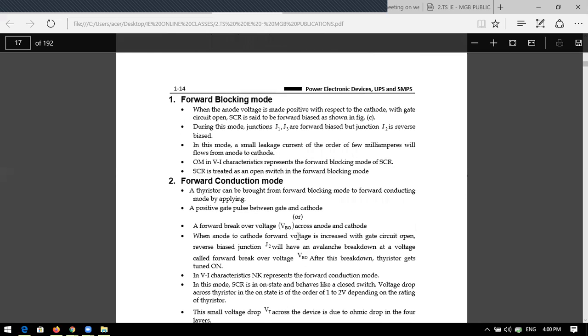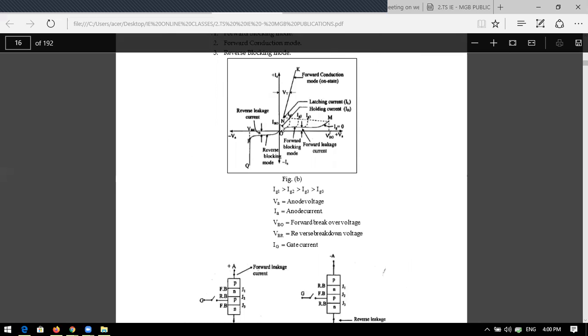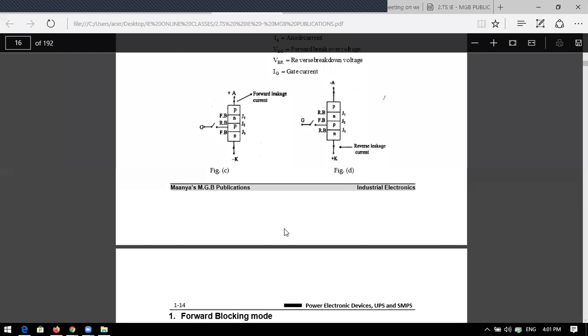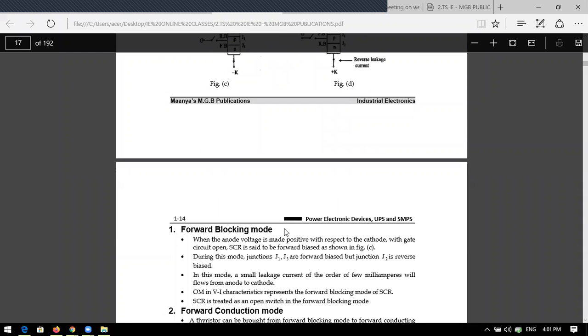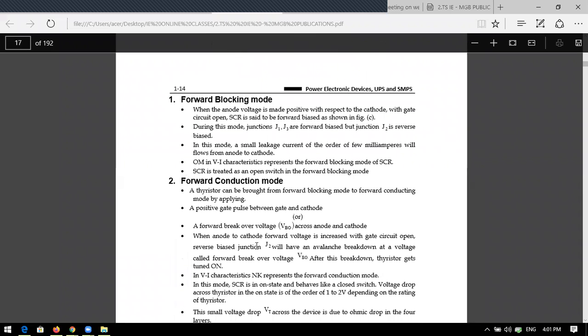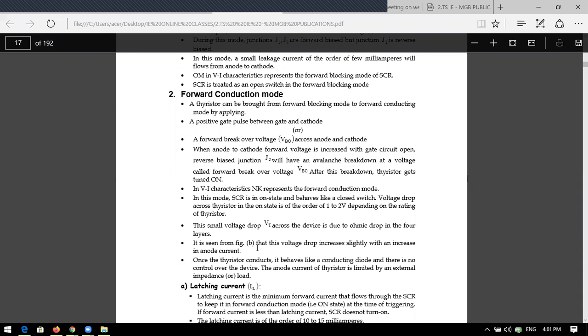In this forward conduction mode, we have two important definitions of currents: latching current and holding current. The general meaning of latch is on, and hold is something like off. So what is the latching current? It is the minimum forward current applied to the SCR, above which it will turn on. What is the holding current? It is the minimum required current below which the SCR will turn off.